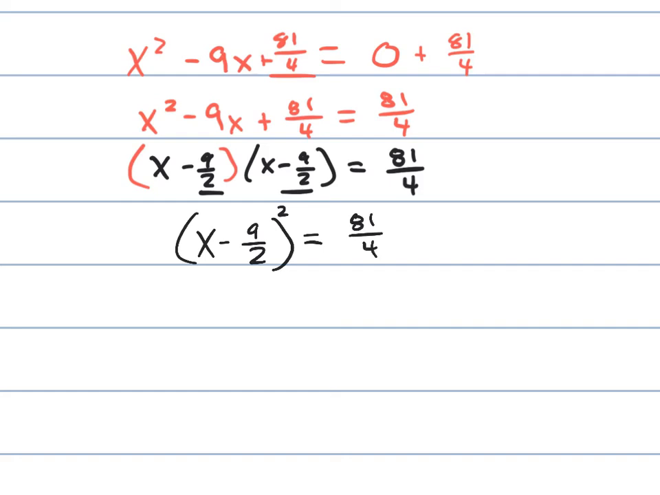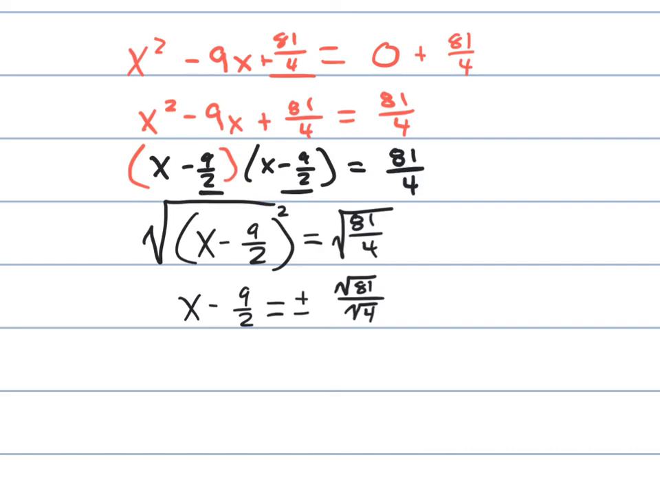So far, everything's been easy. Now what? Square root. Square root. And we get x minus 9 over 2 equals plus or minus the square root of 81 over 4. Which is 81 over... Yeah. And then you square root to get 9 over 2.